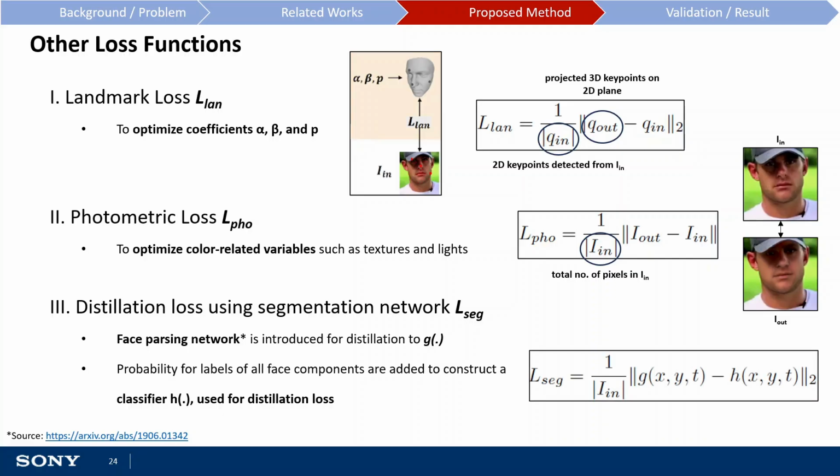Finally, a pre-trained semantic segmentation network is introduced for distillation to MLP-G. Probabilities for labels of all face components such as eyes, mouth, or nose are added together to construct a classifier H, which predicts the association of pixel at X, Y, T to the face. The distillation loss LSEG can be simply defined as the following equation.